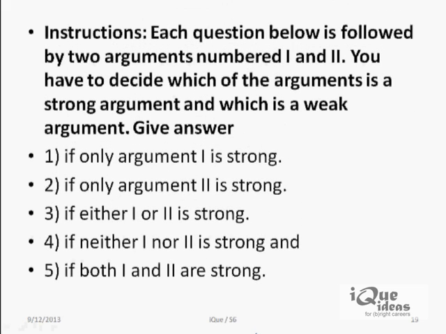Now, before we start solving certain examples, let us take a look at a typical instruction given for such questions. Each question below is followed by two arguments numbered 1 and 2. You have to decide which of the arguments is a strong argument and which is a weak argument. Give answer 1 if only argument 1 is strong. Mark option 2 if only argument 2 is strong. Mark 3 if either 1 or 2 is strong. Mark 4 if neither 1 nor 2 is strong. And mark option 5 if both 1 and 2 are strong.